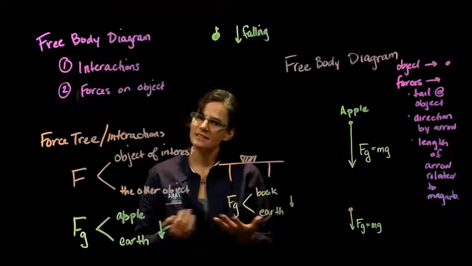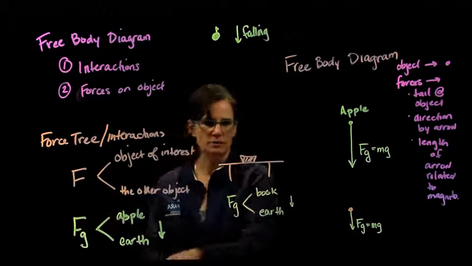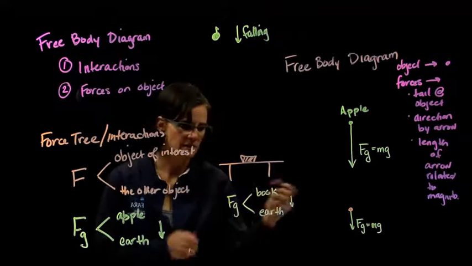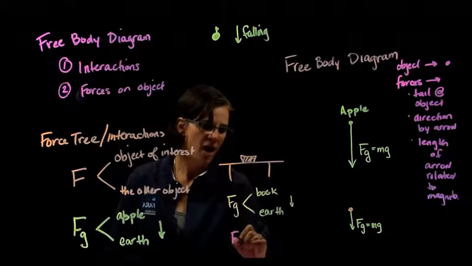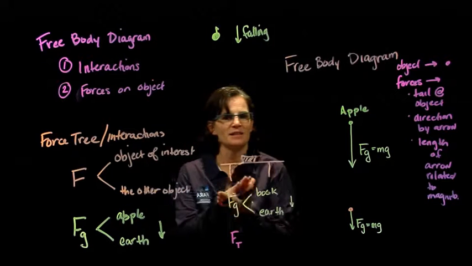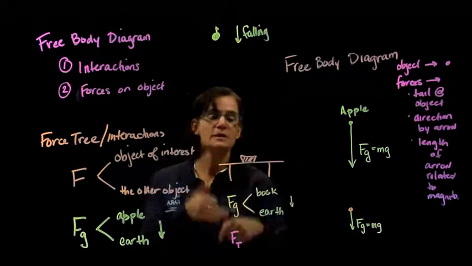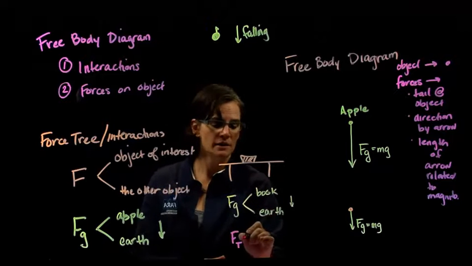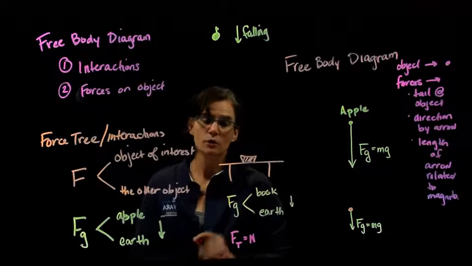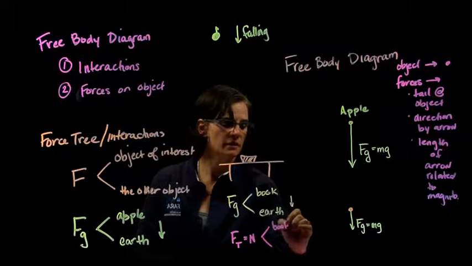Okay, is anything else interacting with the book? Remember, we're going back to our interactions. What else is interacting with the book? Well, the table is. So we have the force of the table. Now this is that contact force, that squished force. We called that the normal force. So the force of the table on the book is our normal force. It's between the book and the table.